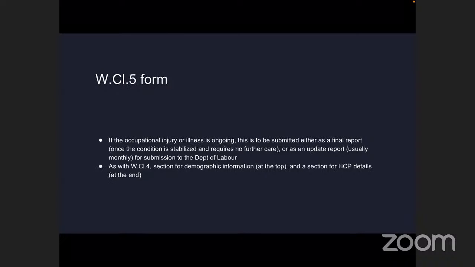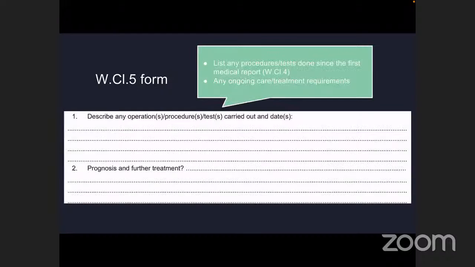So the WCL5 form is basically an extension of the WCL4. So if the occupational injury is ongoing, then this form is submitted, either as a final report once the patient's condition or illness has stabilized and requires no further care, or as an ongoing submission, usually on a monthly basis, to update the Department of Labor on the condition of the patient. So the first two sections on the form are the same as WCL4, which is the demographic information and the healthcare practitioner's details. So yeah, and this is an example of the form.